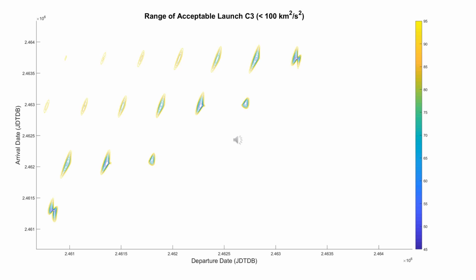This chart shows the range of acceptable launch C3 for our given departure dates and arrival dates. This C3 must be less than 100 kilometers squared per second squared and greater than 40 kilometers squared per second squared.